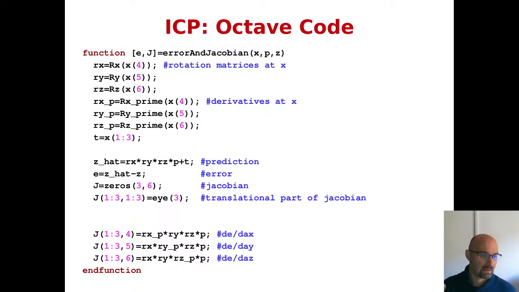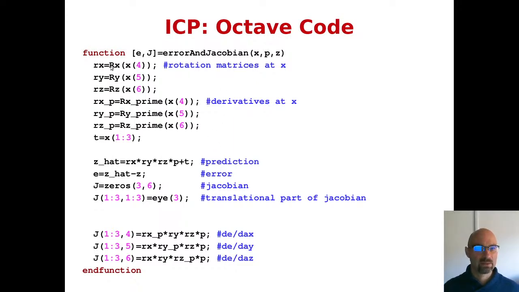Having done that, I also demonstrated, but this I will not do now, how the program looks like. This is quite straightforward. Here you see the error and Jacobian, the famous function which is at the root of my example implementation of ICP, where given a transform X which is expressed as the 6-vector, a 3D point P, and a measurement Z, it calculates the error and the Jacobian.